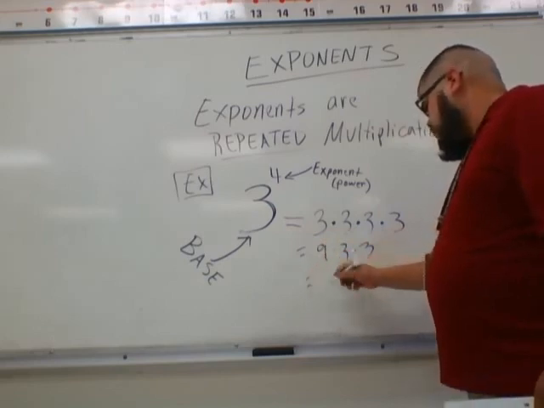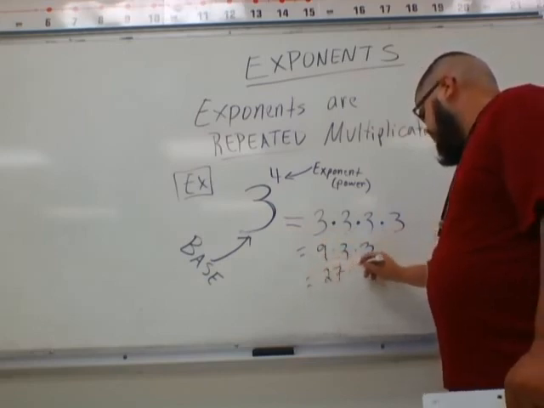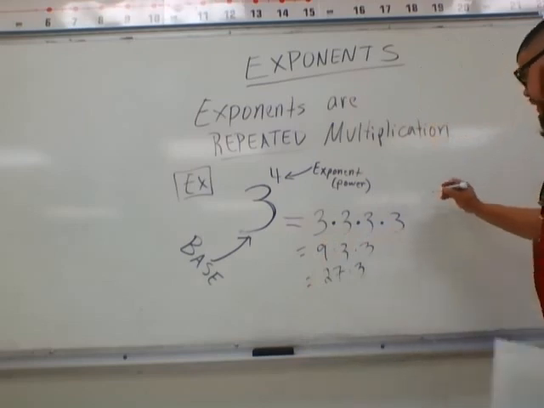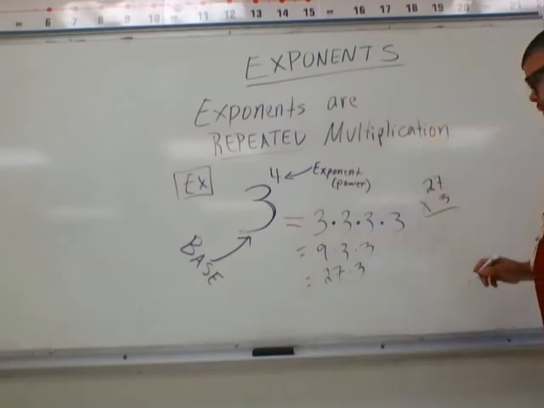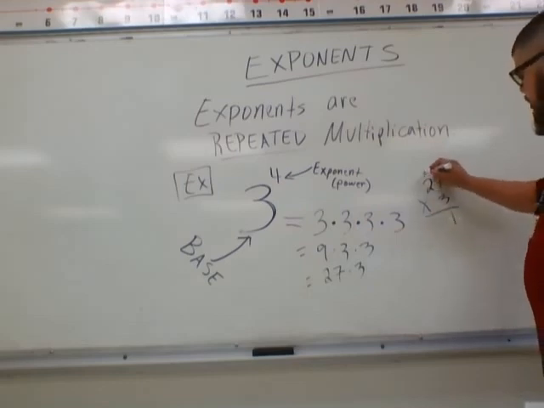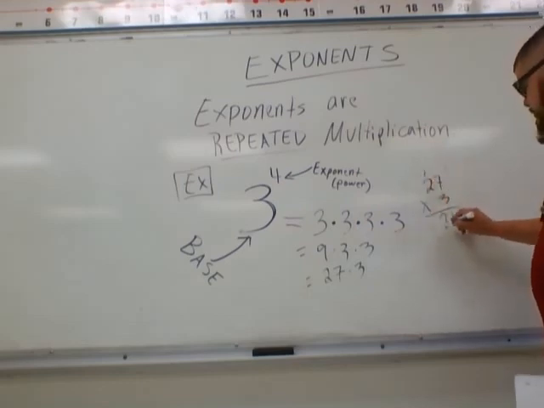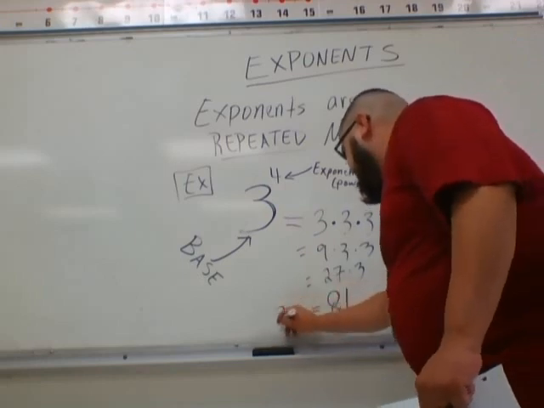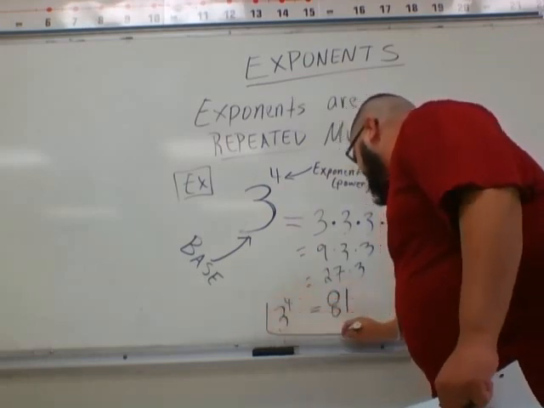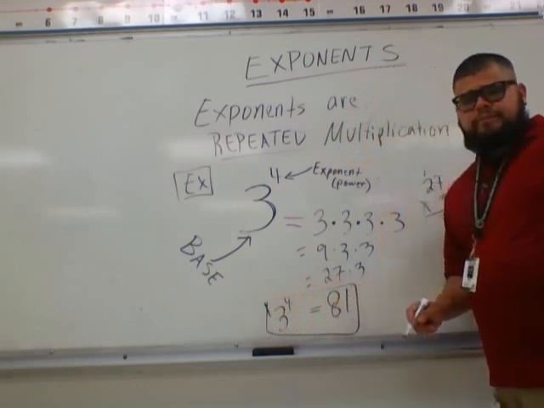Now, 3 times 3, we get 9 times 3 times 3. Then 9 times 3 is 27 times 3. And then we're going to come over here to the side, 27 times 3, because I don't have my 27's times tables memorized. 3 times 7 is 21, carry my 2, 6, 7, 8. We end up with 81. So 3 to the 4th power is equal to 81.